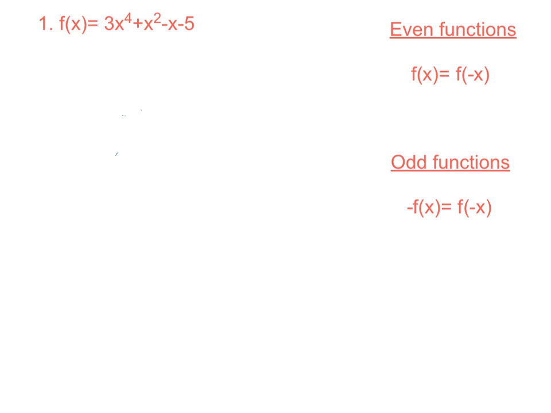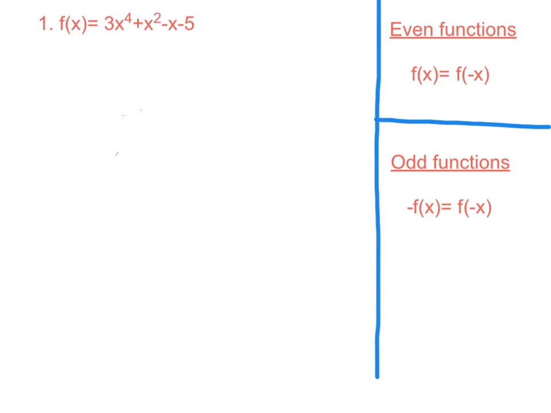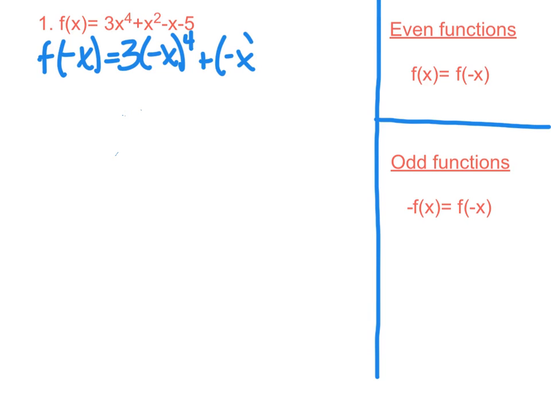Okay, as a little bit of review, you can look to the right of this line right here, and you can remember what the rules are that we spoke about yesterday with regards to odd and even functions. So I usually like to start by finding f of negative x. So everywhere I see an x, I'm going to replace it with a negative x. Raise that to the fourth power. Take that negative x, raise it to the second. I'm going to subtract a negative x, and then minus 5.